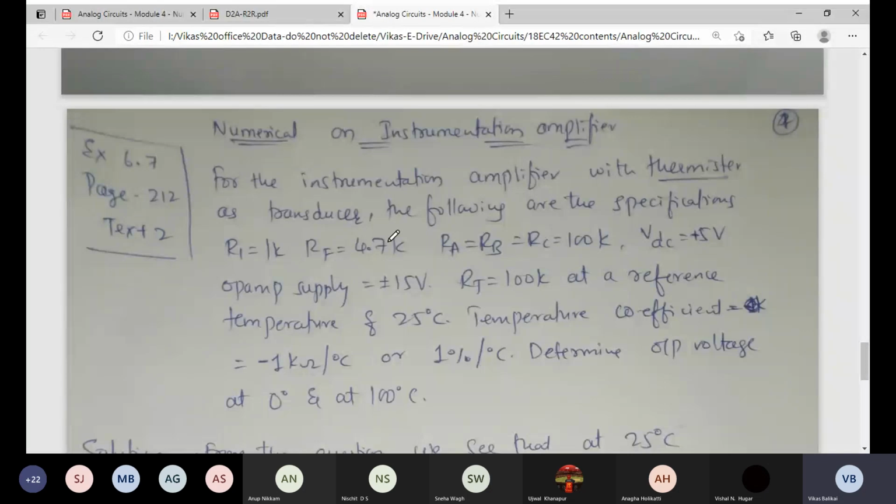Normally, the instrumentation amplifier is a sure short question from the examination point of view. That is one thing you should remember.